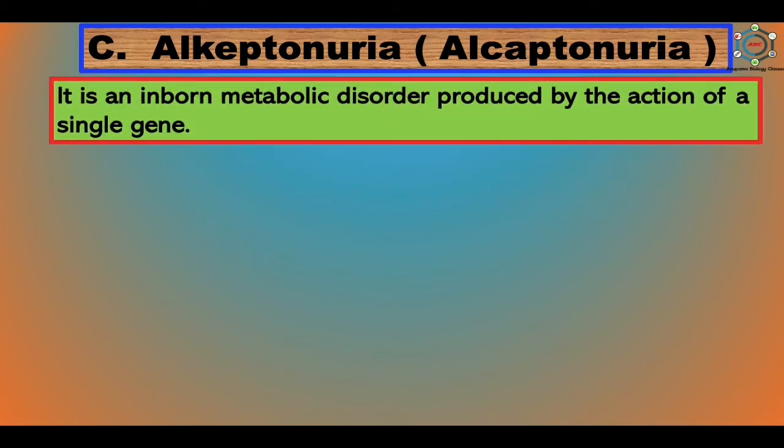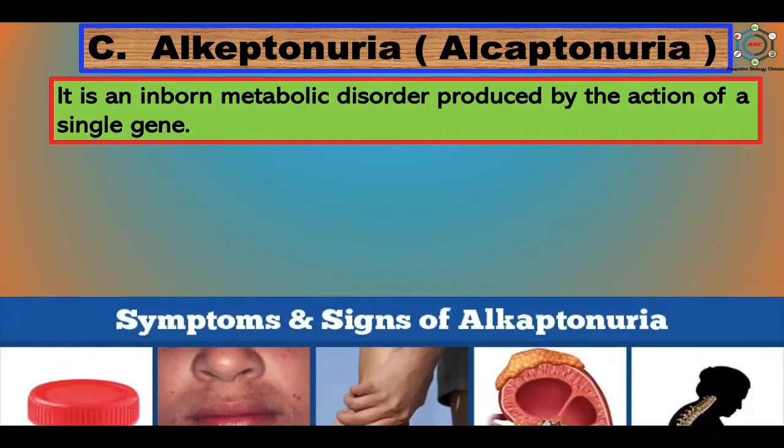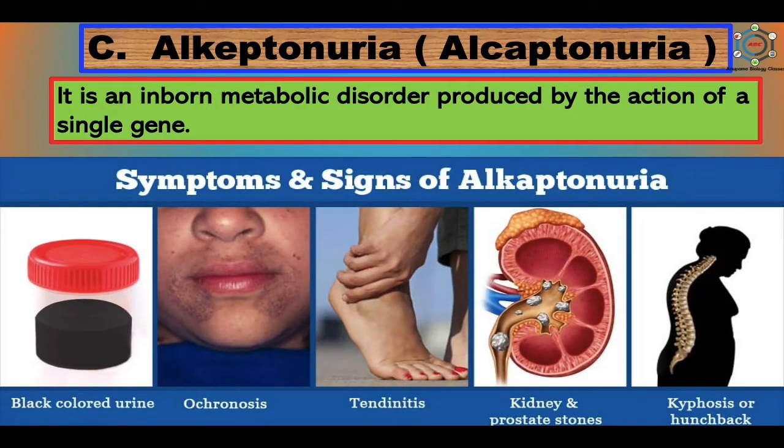Now the third Mendelian disorder, that is Alkaptonuria. So what is Alkaptonuria? It is an inborn metabolic disorder produced by the action of a single gene. Now, here you can see the symptoms and signs of Alkaptonuria like black colored urine, ochronosis, tendinitis, kidney and prostate stones, kyphosis or hunchback. So the symptoms include blackening of urine on exposure to air and darkening of certain cartilages.